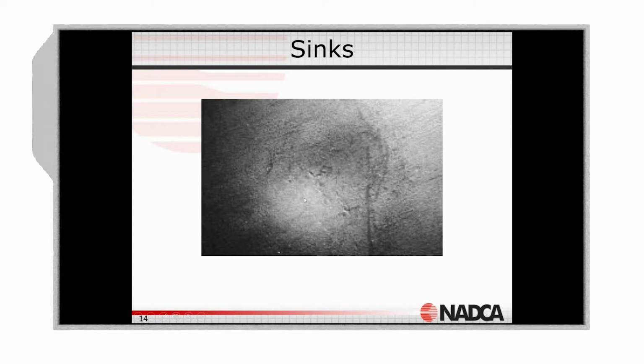So we've covered blisters, which is nothing more than gas. We've just covered sinks, which is nothing more than shrink porosity close to the surface of the die casting.